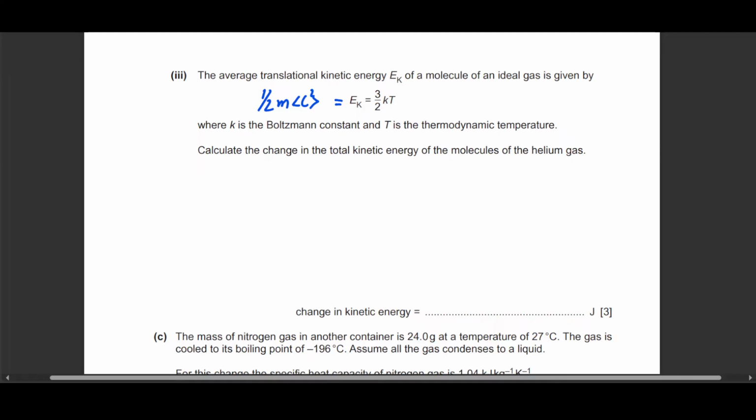So what's the good thing about this? The good thing is that this 1/2 mc squared is regarding one molecule. This is just one molecule, and this equation represents the whole system. So if I have the information about one molecule, what its mass is and what its speed is, I can comment about the temperature of the whole system.